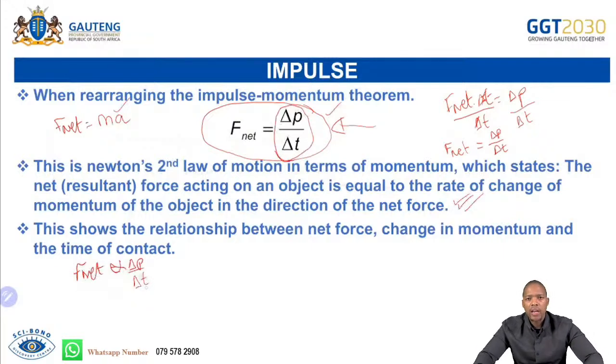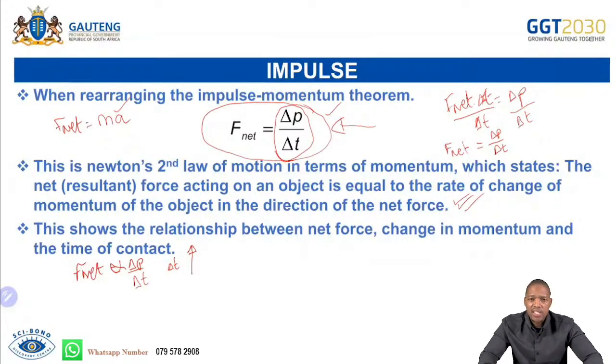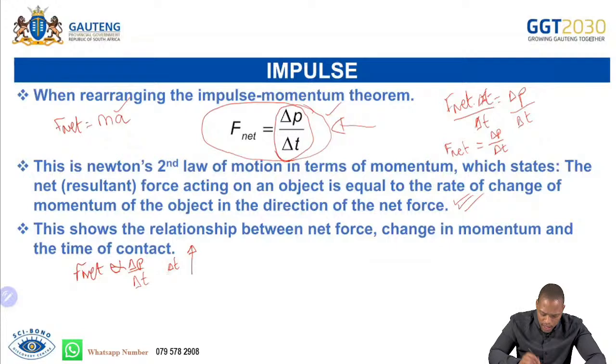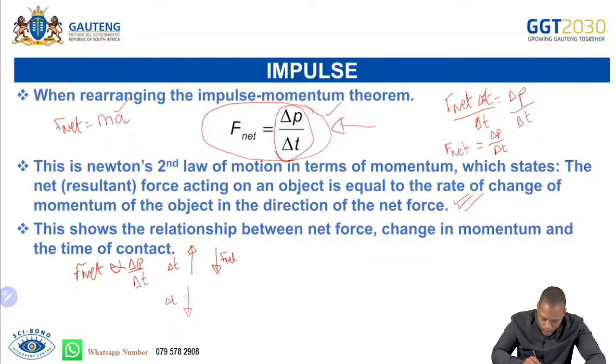And when I say they are inversely proportional to one another, that tells me if delta T increases, because the one depends on the other, the net force depends on the time. So if delta T increases, the net force is going to do what? It is going to decrease. The net force will always depend on the time. So if the time decreases, what's going to happen to the net force? The net force will always increase.